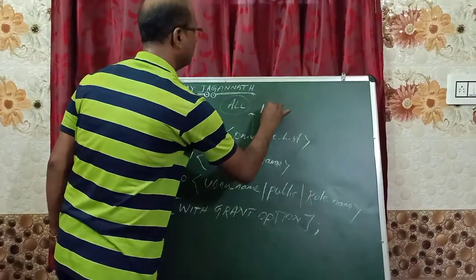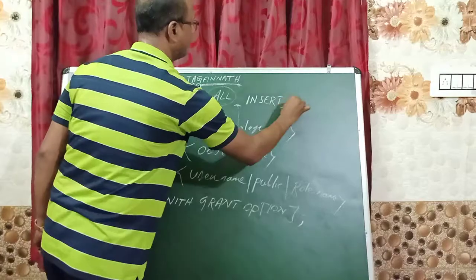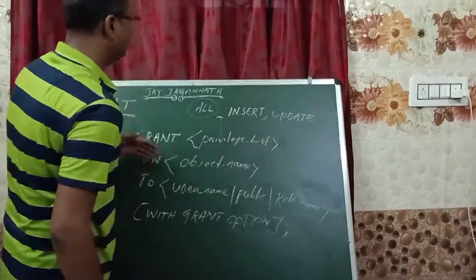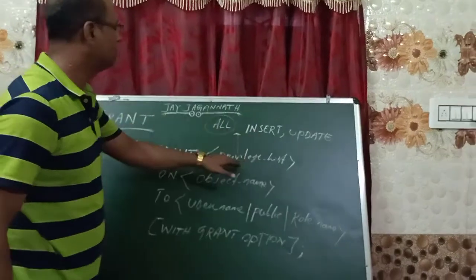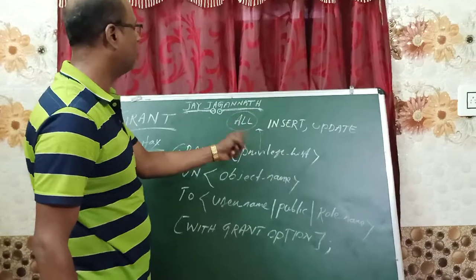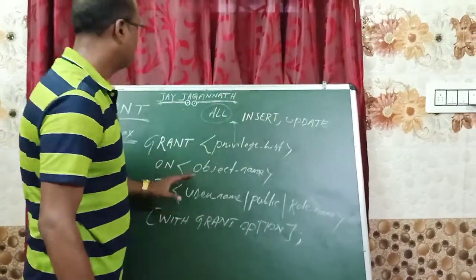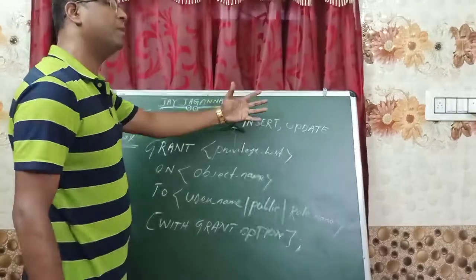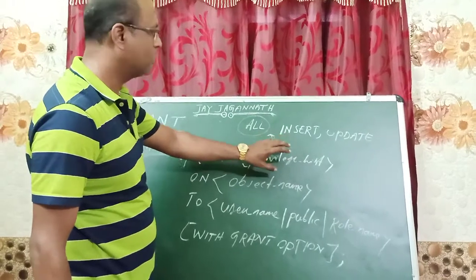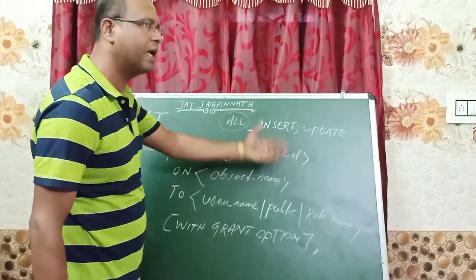Individually you can write here insert, update, delete. Individually we have to list out the privilege list, or you can use the all keyword here instead of individual insert, update, delete. All includes all permissions the user can get. The all keyword means all types of permission one user can get from the DBA.